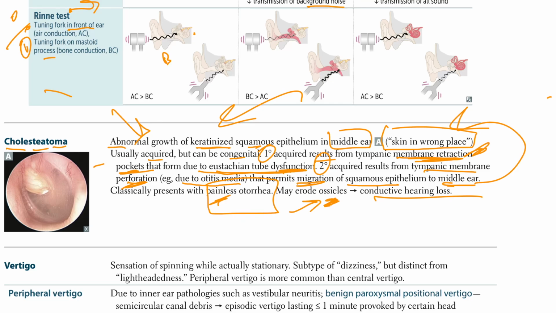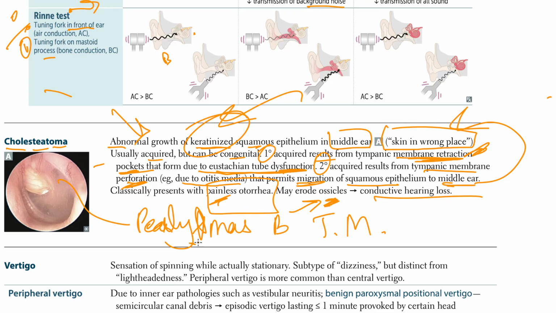And that is what we have here. If you look at this picture, we can see a mass. So how it presents is, they'll say, a mass behind the tympanic membrane. What is important is that it is the collection of squamous cell debris or abnormal keratinized squamous epithelium. This is also very important: the mass behind the tympanic membrane.